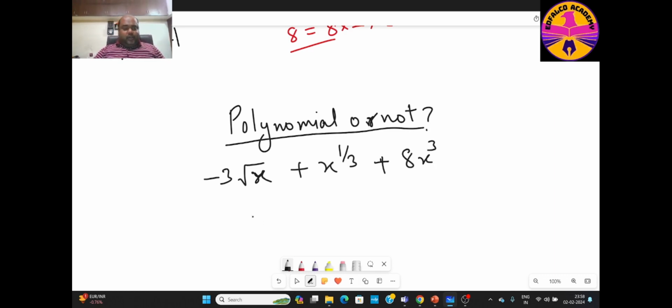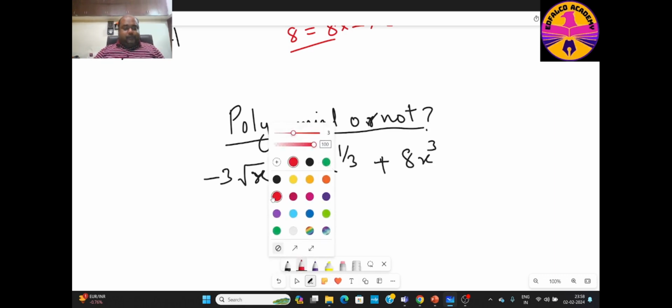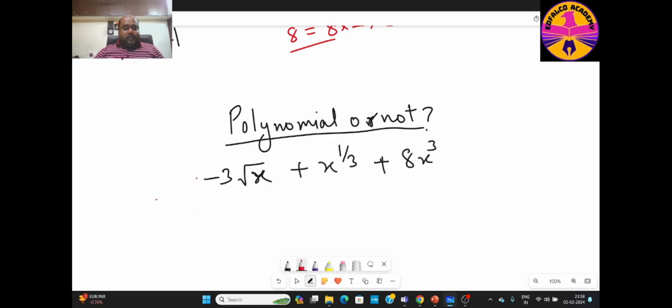Obviously, now here you can separate it out, that you have three terms. First of all, there are three associated terms. Minus 3 root x is the first term, the second term is x to the power 1 by 3, and the third term is 8x cubed. The coefficient associated with root x is minus 3. The coefficient associated with x to the power 1 by 3 is nothing but 1.